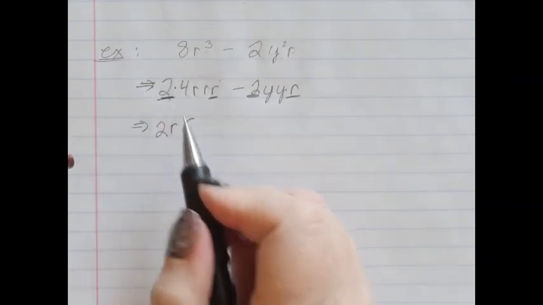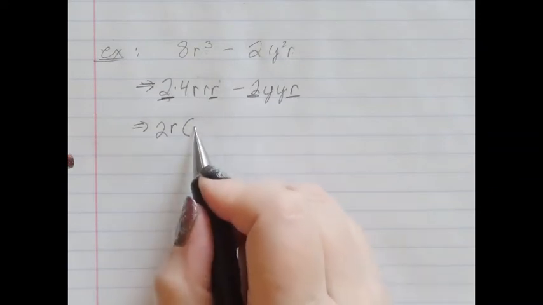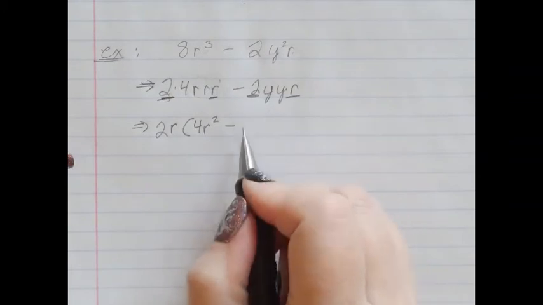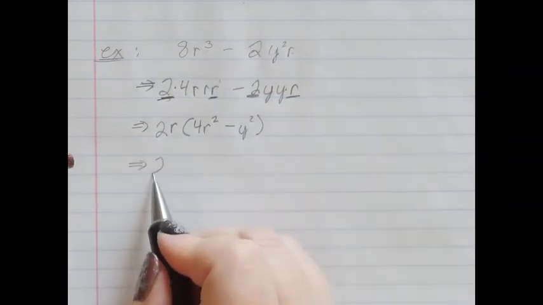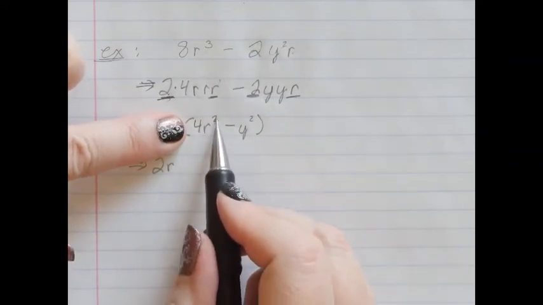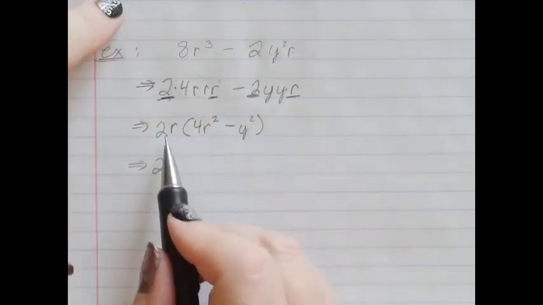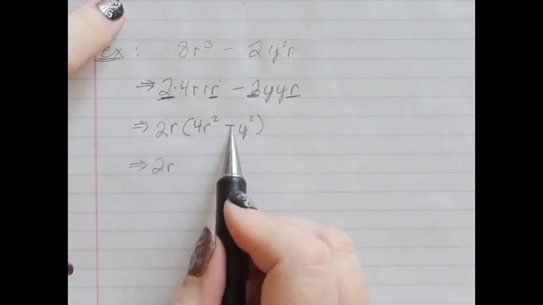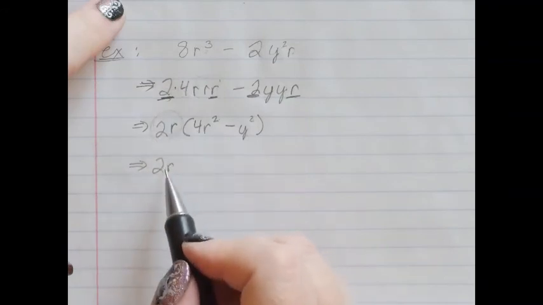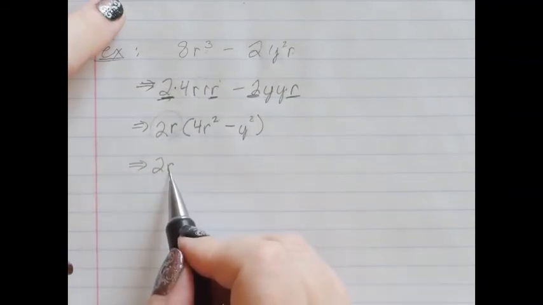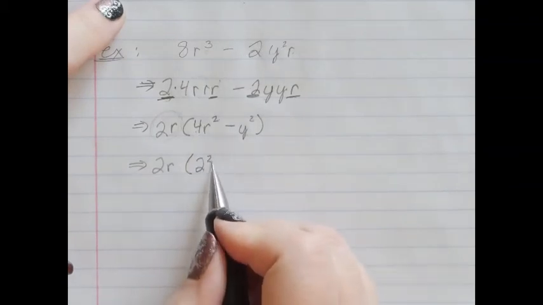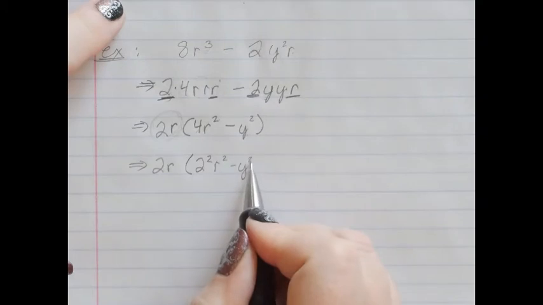What I am left with is what's not underlined. So we have 4r times r, which is r squared, minus y times y, which is y squared. 2r still follows through, because without that I am left with only 4r squared minus y squared, and not 8r cubed minus 2ry squared. I do need this to follow through with our problem. Using my 2r, 4 is a square, that's a 2 squared, r squared minus y squared.